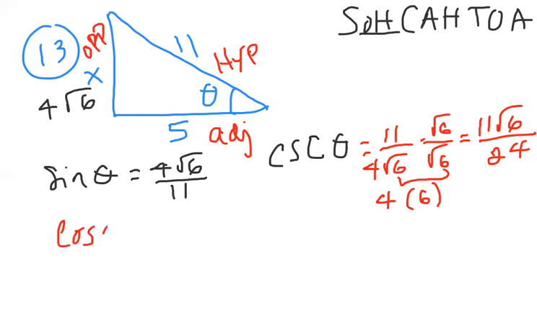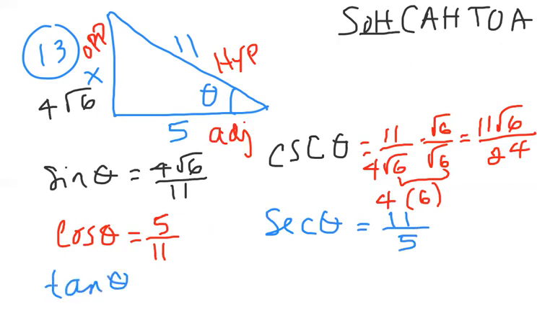Cosine of theta is the adjacent, 5, over the hypotenuse. So the secant, guys, is going to be, let me use a different color. Secant of theta will be the inverse of cosine, 11 over 5. And then finally, tangent of theta is going to be the opposite, radical 6, over the adjacent, which is 5.